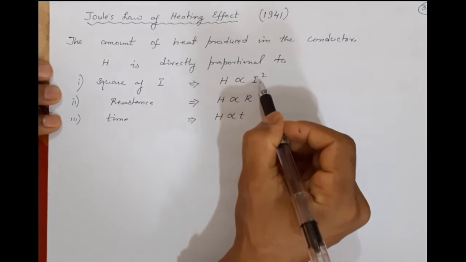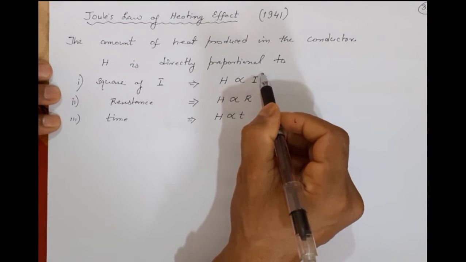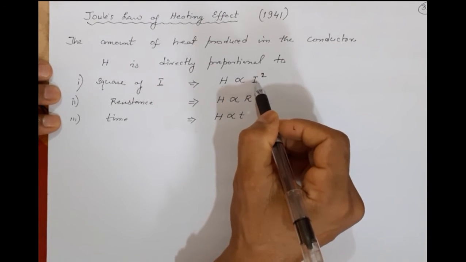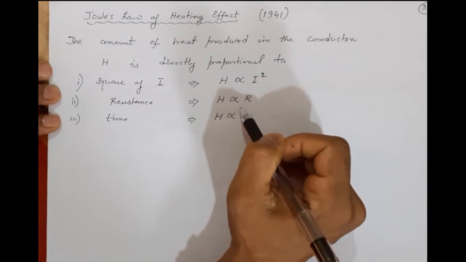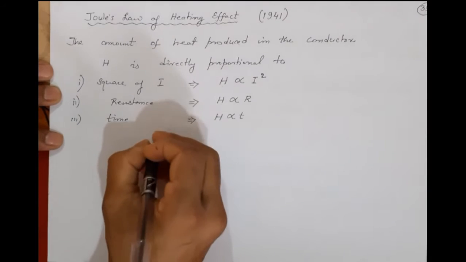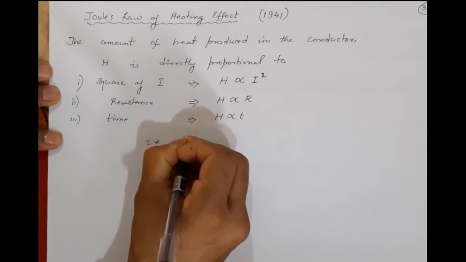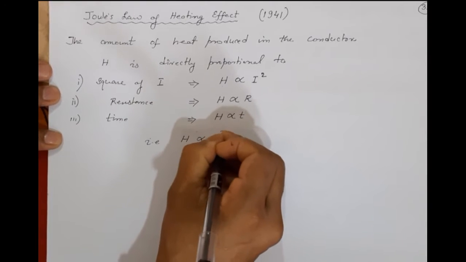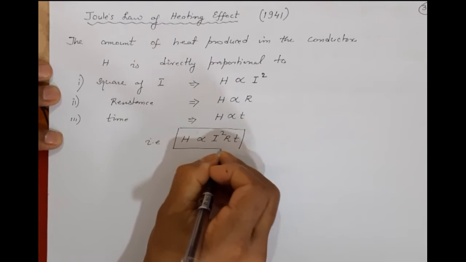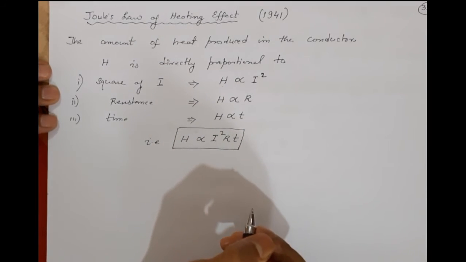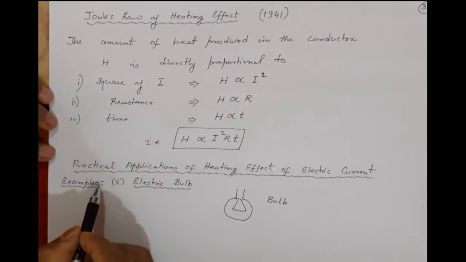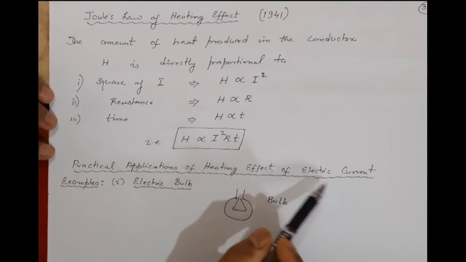Remember, H will depend most on the current because of its dependence on the square. If the current is slightly increased, more heat will be generated, and other factors also contribute. Together he combined them and found that the heat depends on 3 things: I squared, R and T. This is what he has formulated. Now the next topic was practical applications of the heating effects of electric current.